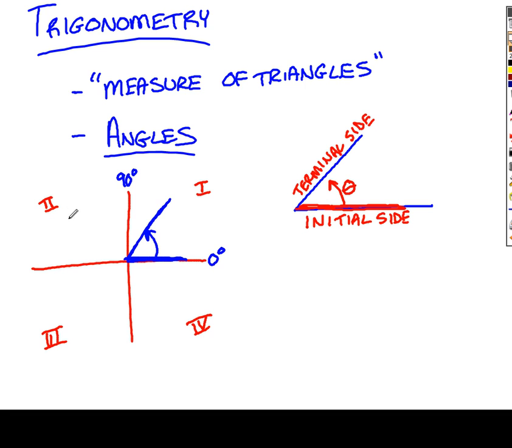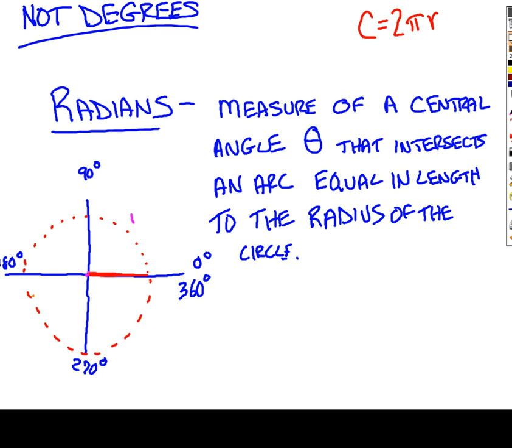If an angle is in quadrant 2, it would have to be between 90 and 180 degrees. Quadrant 3, 180 and 270 degrees. And then quadrant 4 would be between 270 and a full circle, which is 360 degrees. Now, degrees are great. We've done them for years. However, we don't like degrees when it comes to upper level math. So what we're going to use is something called a radian instead.